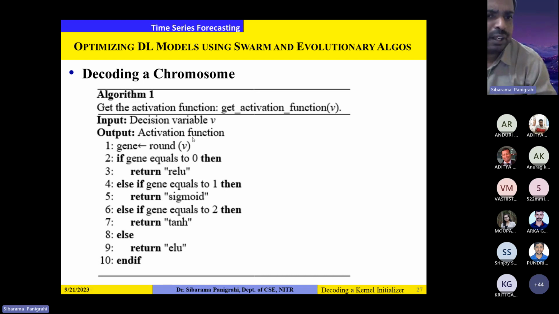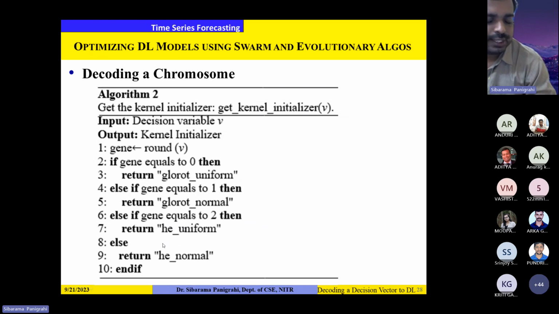The same thing can be done for your kernel initializer. We have used 4 kernel initializers: Glorot uniform, Glorot normal, He uniform, He normal. You can extend it up to your level. There is no problem. Based on the availability, you can extend it, right? Then if a decision variable is there, first in step number 1, I am rounding it off so that I can get an integral value. If the integral value is 0, then the kernel initializer will be Glorot uniform. If it is 1, similarly, I can get the corresponding kernel initializer.